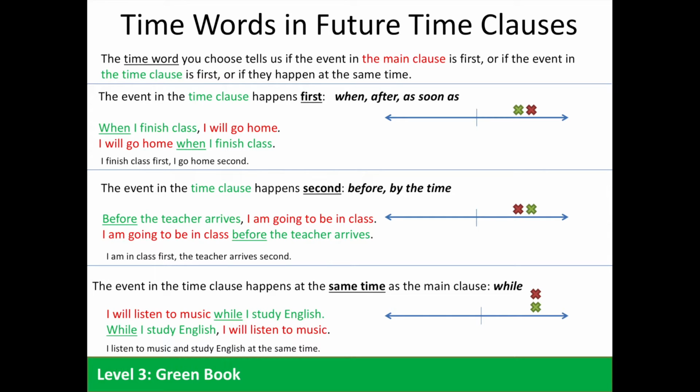Now, if we use the time word while, that means the event in the time clause happens at the same time as the event in the main clause. For example, I will listen to music while I study English. Or while I study English, I will listen to music. In these examples, I listen to music and study English at the same time.